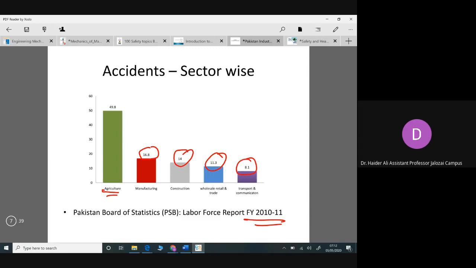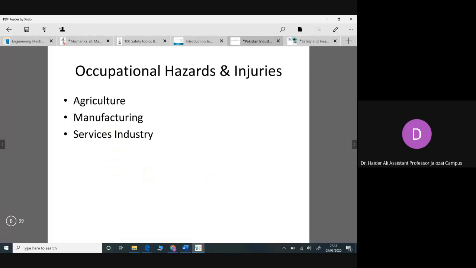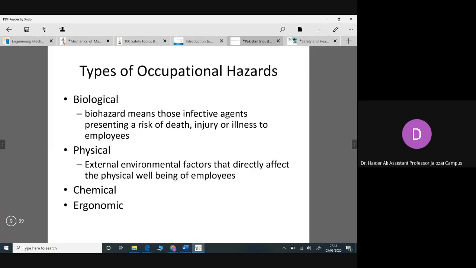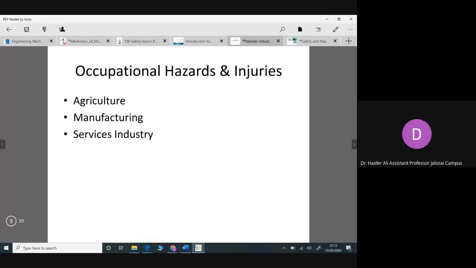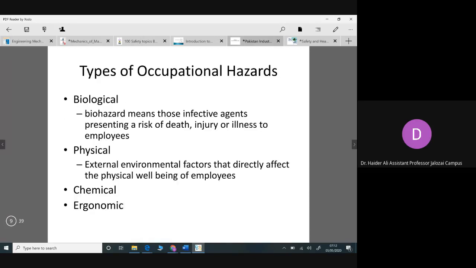So now you can see that accidents can happen in any sector. Therefore, it is important that each and every sector has a clearly defined occupational health and safety policy and procedure. So let's look at some of the hazards that are associated with agriculture, manufacturing, or the service industry.